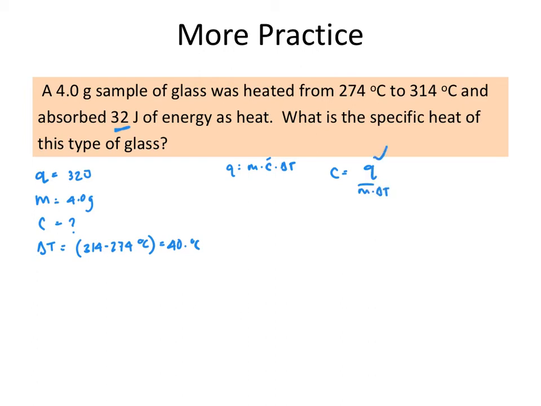Okay, so I've done my manipulation here. I'm then going to plug in my variables. I have 32 joules divided by my 4.0 grams times my 40 degrees C. Plug this into our calculator. And that's going to give us a specific heat capacity of 0.20 joules per gram degrees Celsius for our glass.